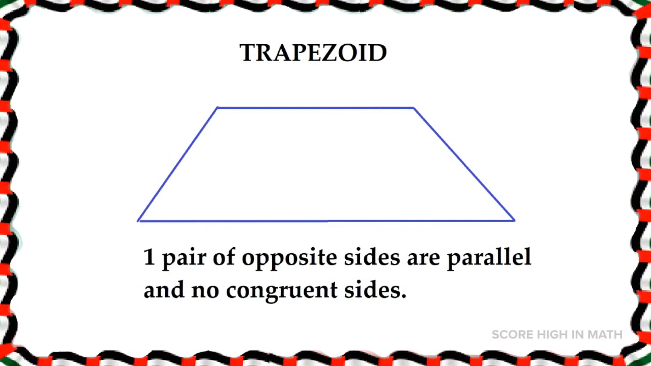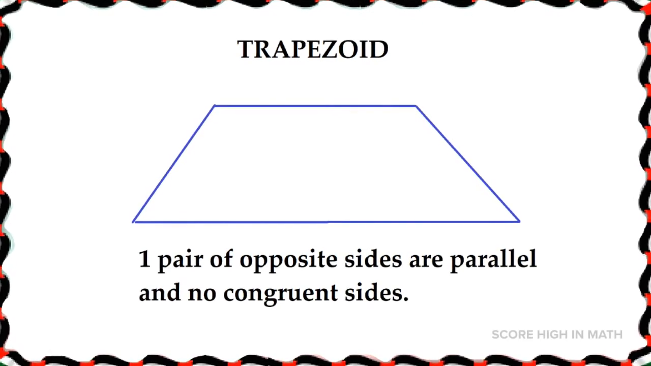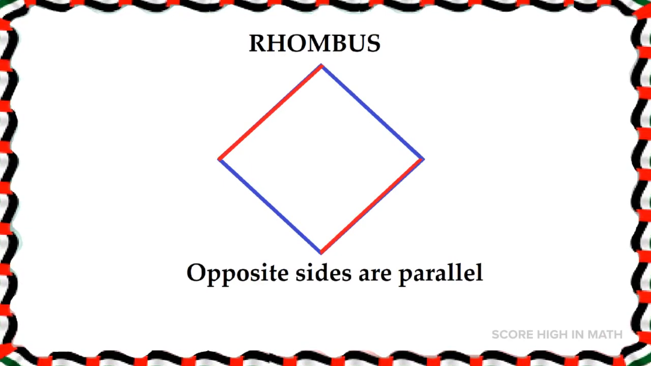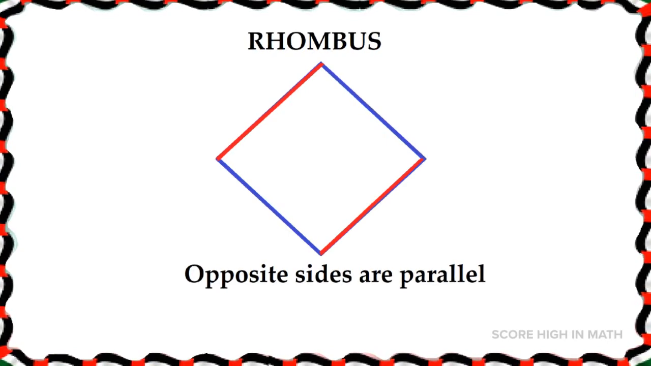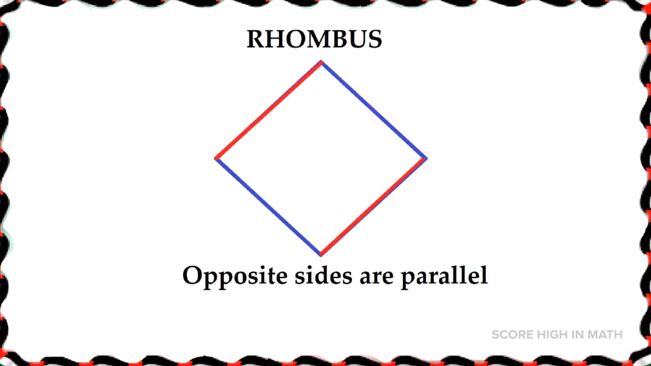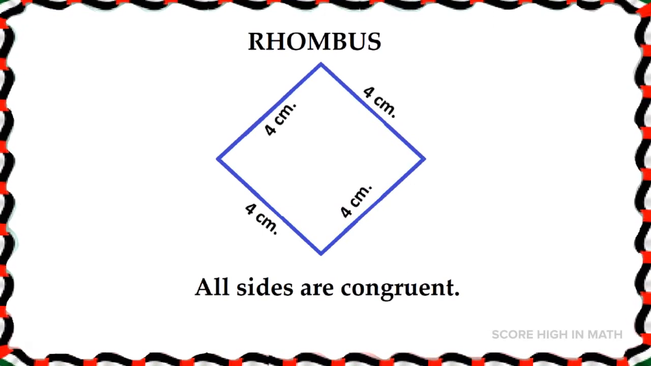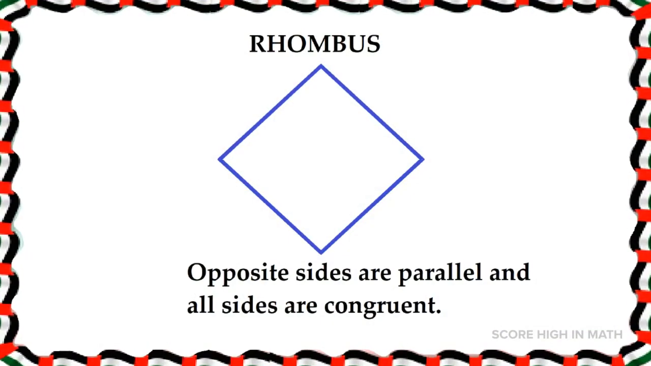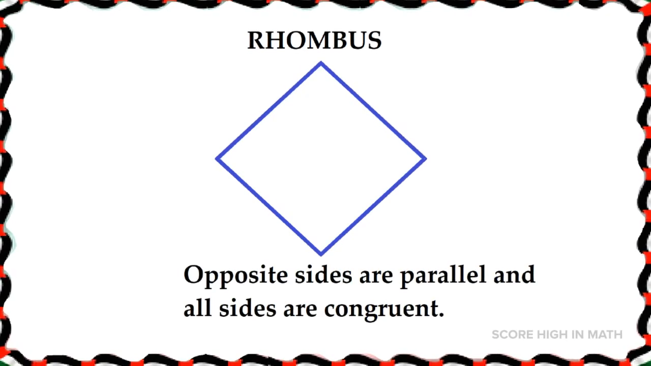I want you to remember that in a trapezoid, only one pair of opposite sides are parallel and there is no congruent side. In a rhombus, all the opposite sides are parallel. The blue lines are parallel and the red lines also are parallel. All the sides of the rhombus have the same length, so all sides are congruent. In a rhombus, remember, opposite sides are parallel and all sides are congruent.